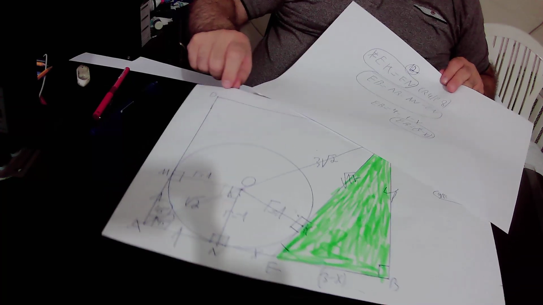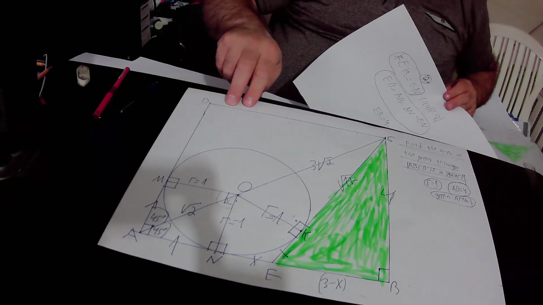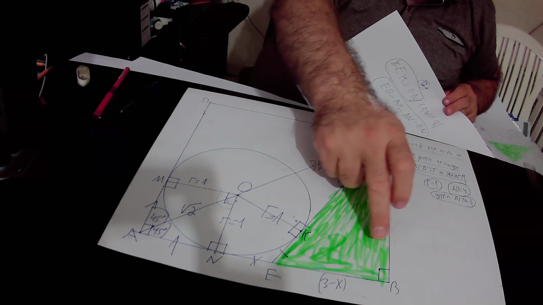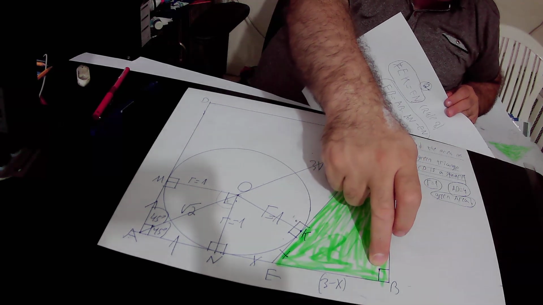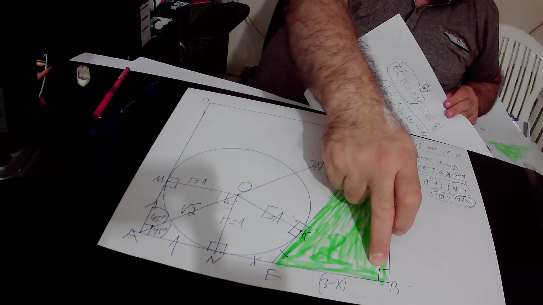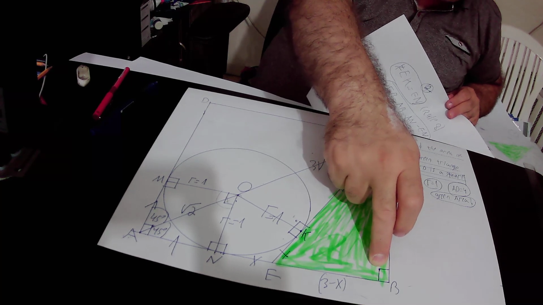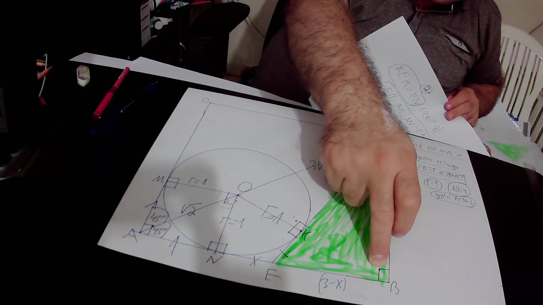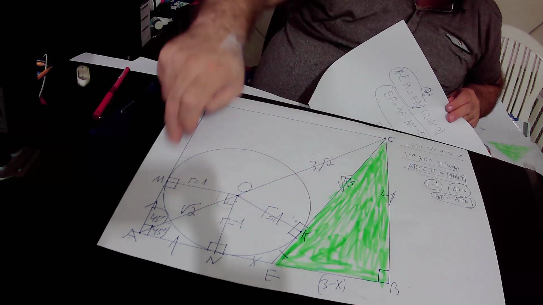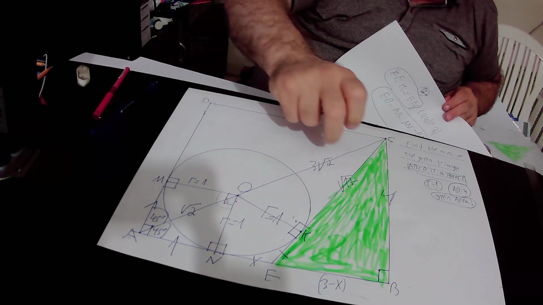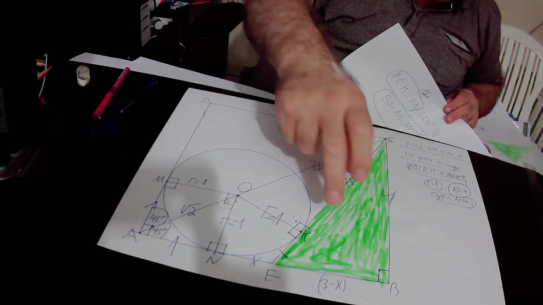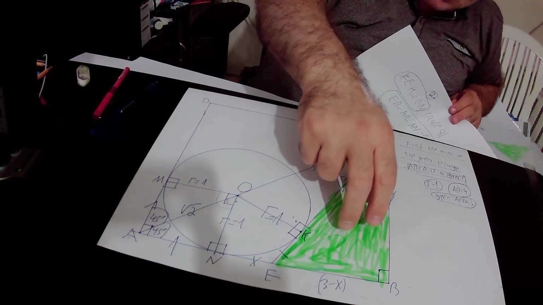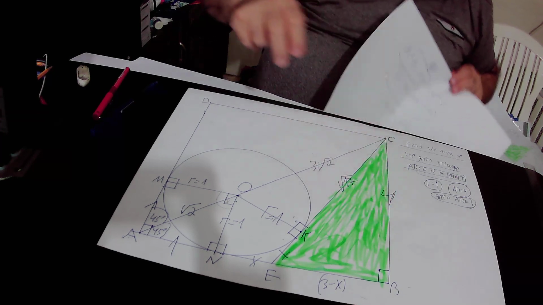And then we implemented the Pythagoras theorem on the green right triangle. Why is the green triangle a right triangle? Because this angle is a right angle, because all the angles inside the square are right angles. So this angle is 1 out of 4 angles of square ABCD, therefore it is a right angle. Therefore, triangle CEB is a right triangle. So we can implement the Pythagoras theorem on the right green triangle, triangle CEB.